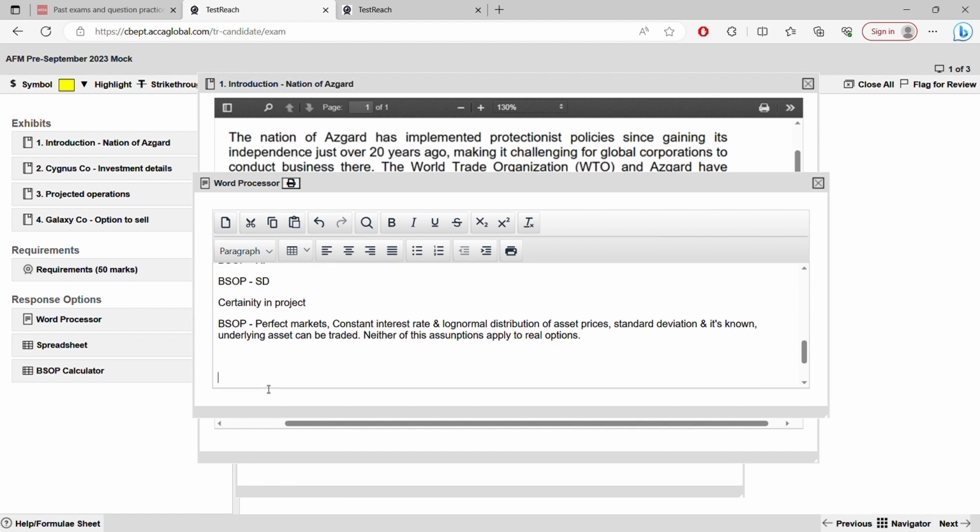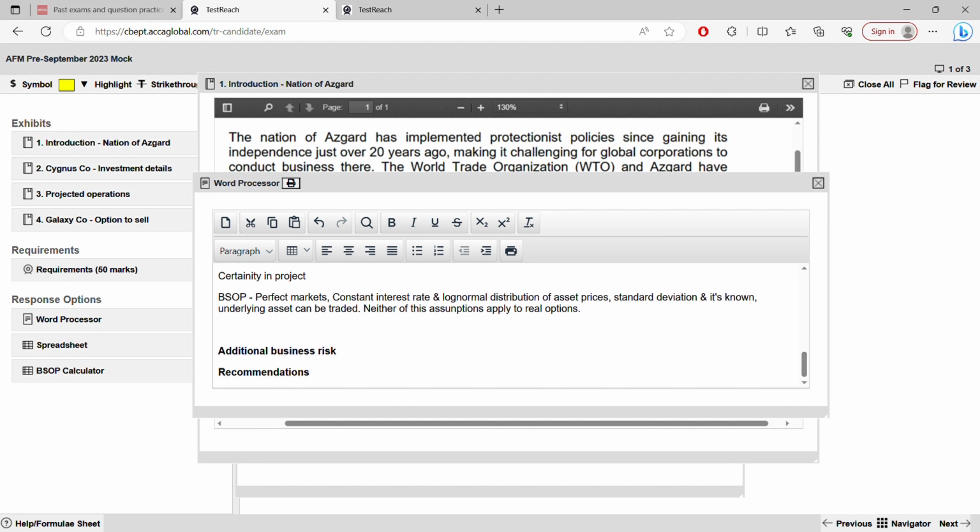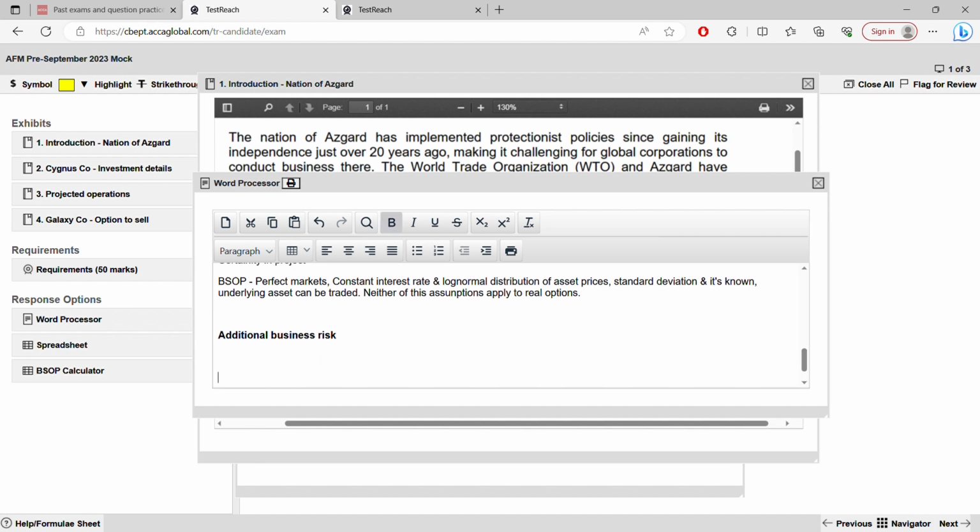Next, it's over. Assumptions are over. Additional business risk. Here also, I'm not going to write the full sentences. Okay, you will be able to do it. But you have to know the paragraphs that you have to write. This is often long. It's very long. You don't have to write that much. What do you have to write?